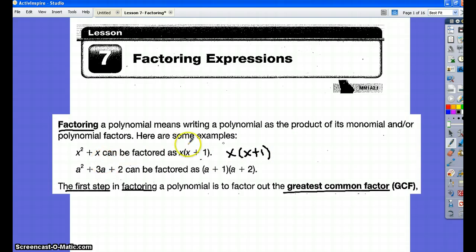X into x is just plus 1. So notice if you were to multiply this back out, it'd be x squared plus x, which is our original problem. So that's the relationship there, but that's what it would look like in factoring a squared plus 3a plus 2. Right, we just do the double parentheses. If you were to FOIL that back out, it would equal that. Let's look at some examples.